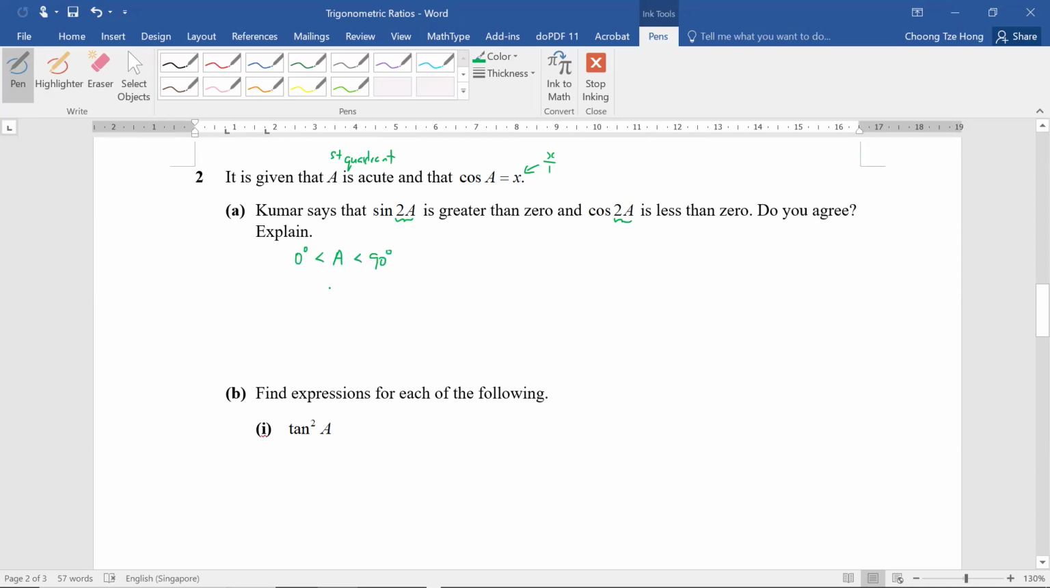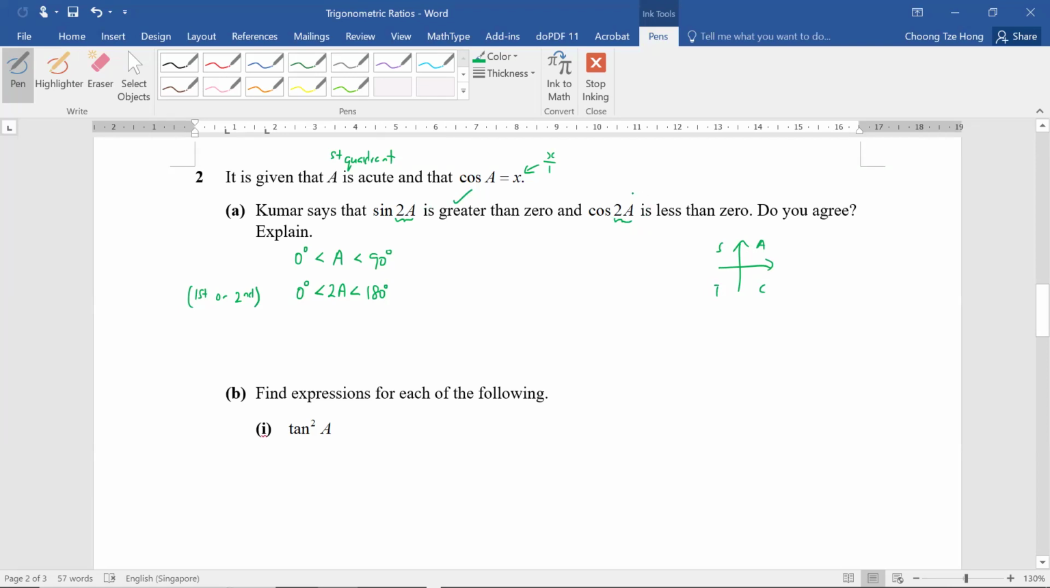So what about 2A? Now we're going to times 2 to everything. So 0 times 2 is still 0 and 90 times 2 is 180. So this means that 2A, which quadrant is it in? If it's 0 to 180, that means there are two possibilities. It's either in the first or second quadrant, right? So if you think about it, is sine 2A greater than 0 or not? If 2A is in the first or second quadrant, remember ASTC, first or second quadrant sine will be positive. So this statement is correct.